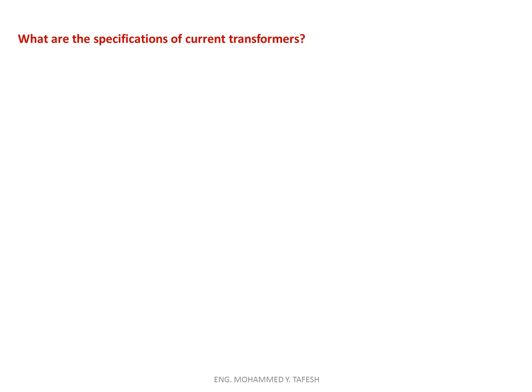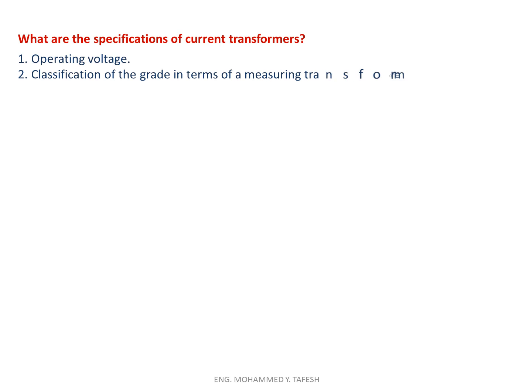Let's ask a very important question and try to guess. What are the specifications of current transformers? First one, operating voltage. Second one, classification of the grid in terms of a measuring transformer or a protective transformer. Third, conversion rate of the current transformer.